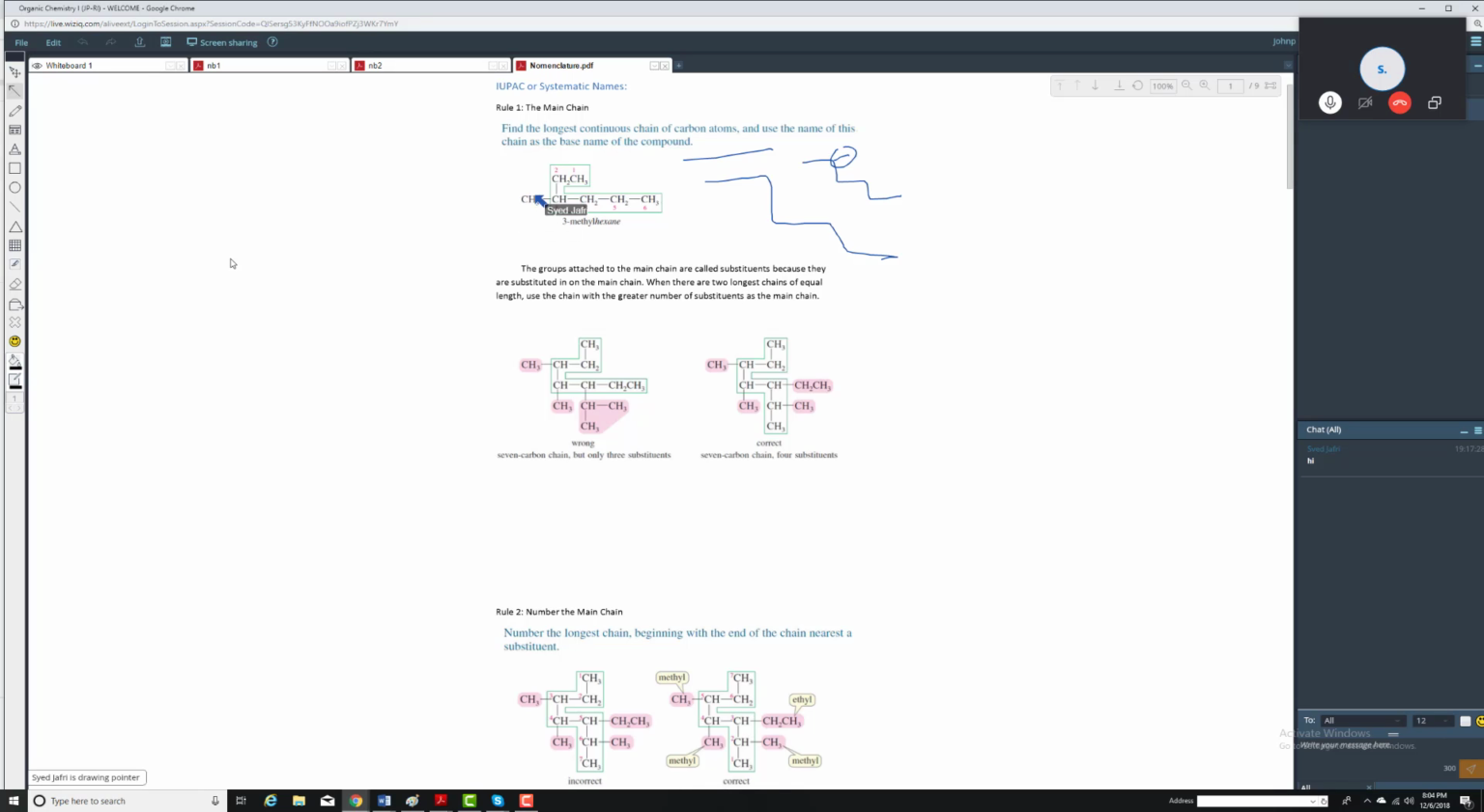3 gives you the position of the CH3, which is attached at the third place, right? The main chain has 6 carbons, so hexane. Why methyl? Because this CH3 group is called methyl. One carbon is methane; from methane you remove A and E and just put YL. Is it clear? Substituent. Now read this paragraph. Just keep 3 lines.